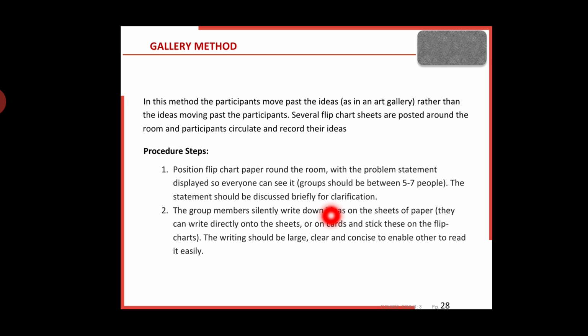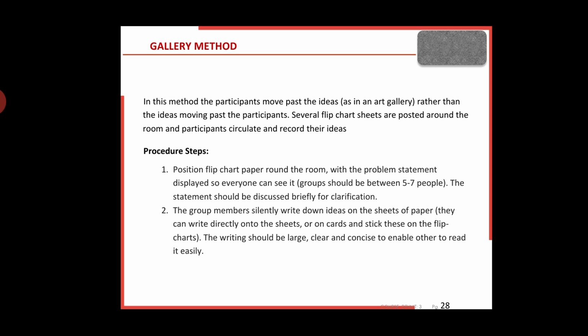What are the procedure steps? We will see them one by one, the steps we want to follow. The first step, listen carefully, otherwise we can't understand the concept. First, position a flip chart paper around the room. Around the room we have to place flip chart paper at one place. First of all, we have to define the problem statement, what the problem is, and we have to discover and understand that problem.